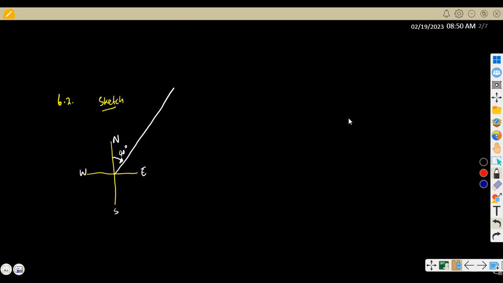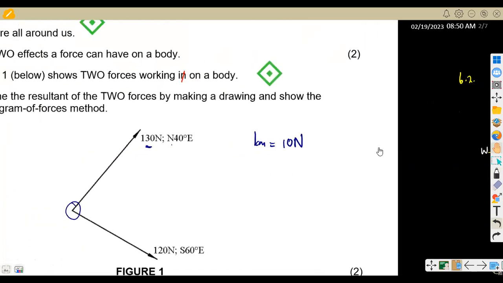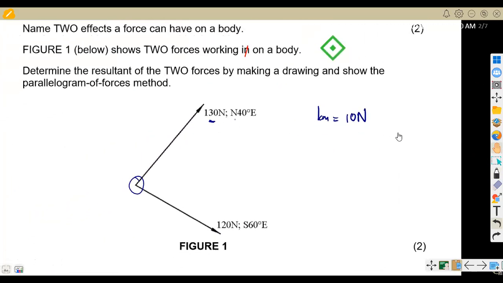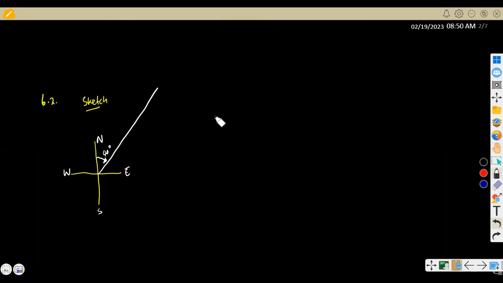And remember we said 1 centimeter represents 10 newtons. So if you check 130 newtons and divide by 10, it's going to be 13. So this line is supposed to be 13 centimeters, but that is 130 newtons, which is 13 centimeters according to the measurement.